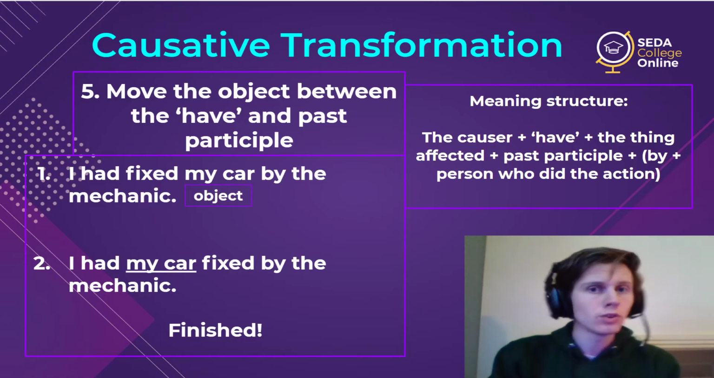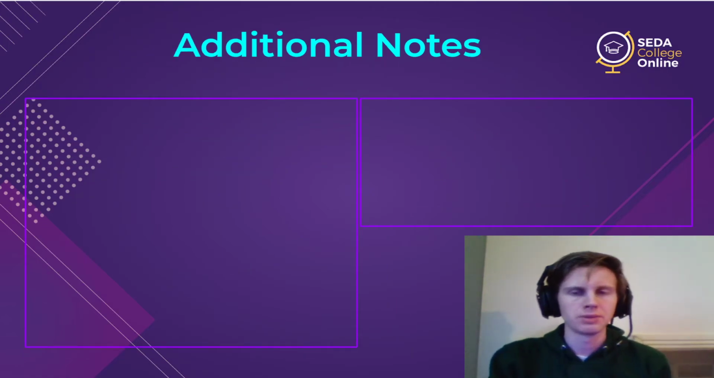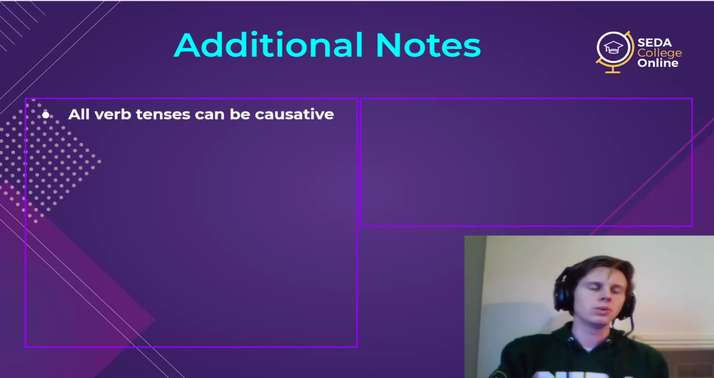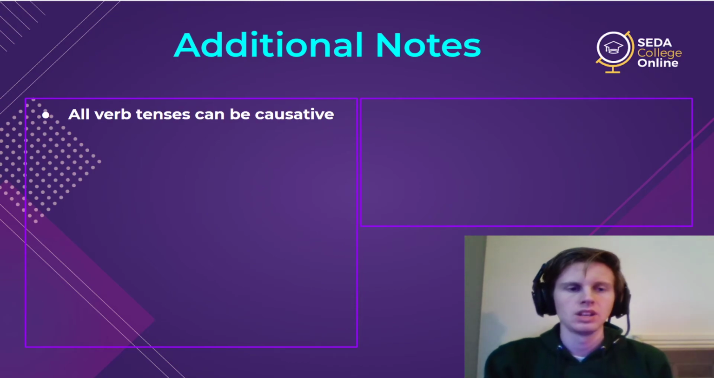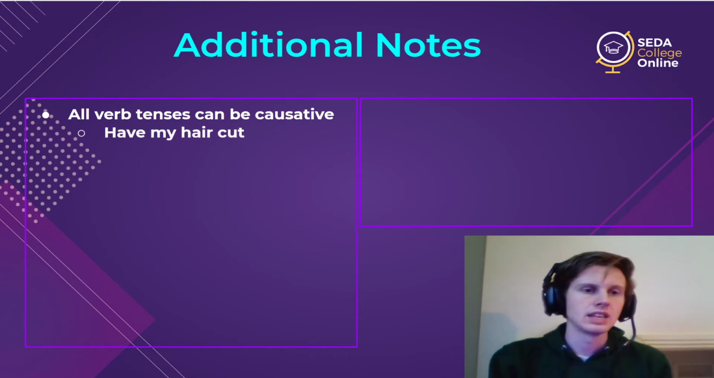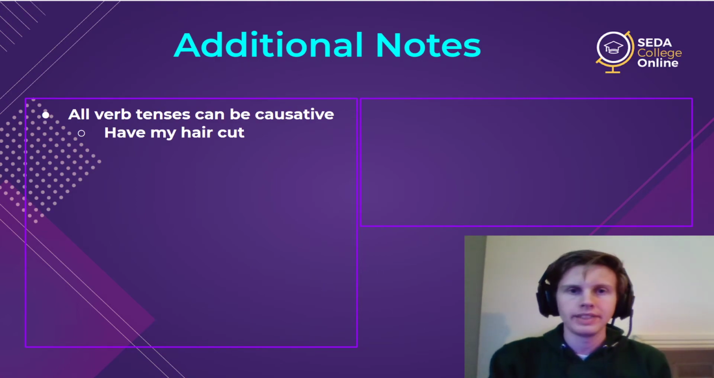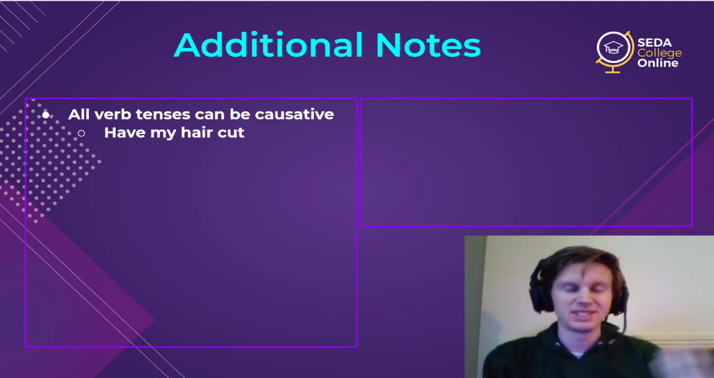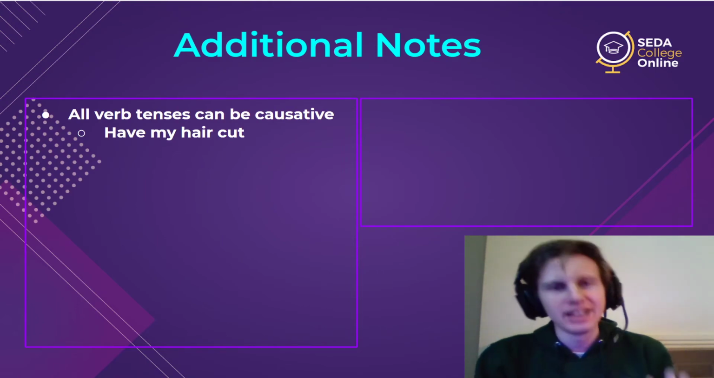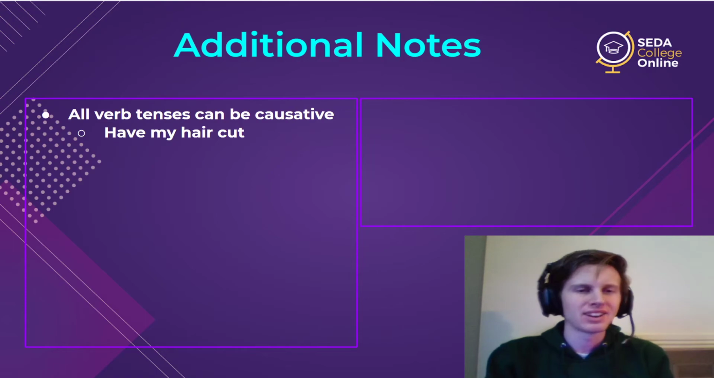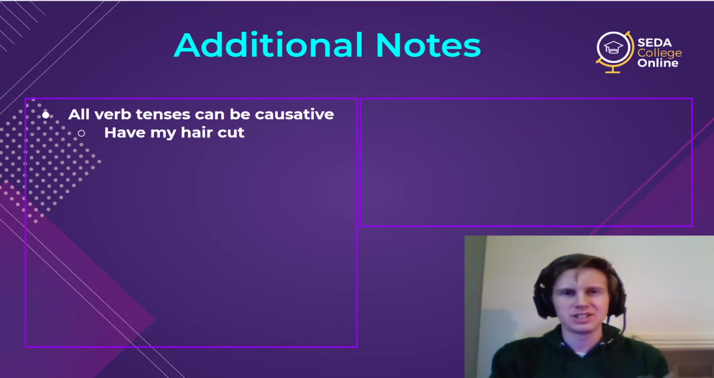All right. But of course, I have some additional notes for you. One thing to know is that all verb tenses can be causative. So we can have it in the present tense. I have my haircut every day. And there we have it as a habit. It's a very strange habit. I have my haircut every day, maybe every month. Okay, I have my haircut every month. And I can use it as a present tense to talk about a habit.